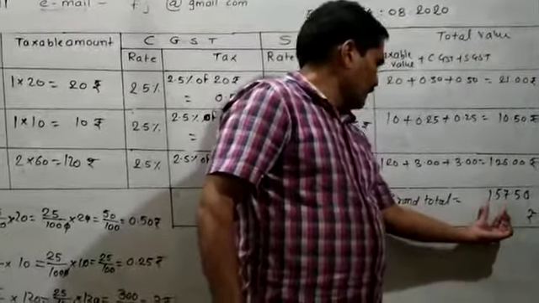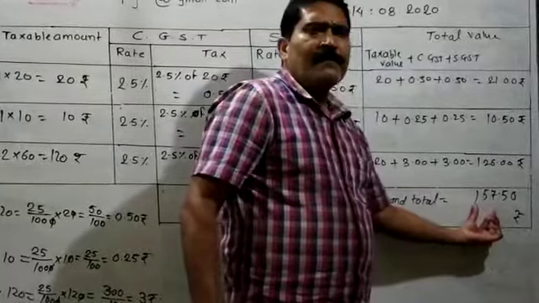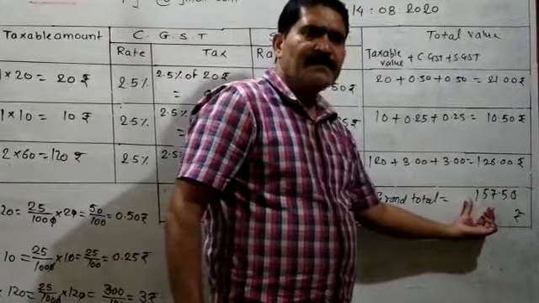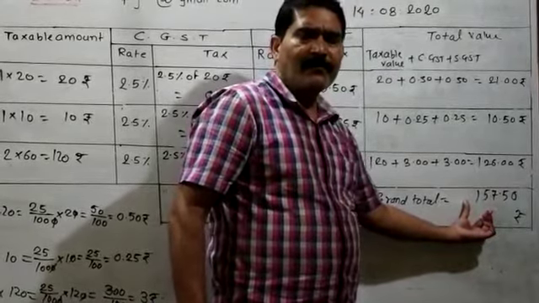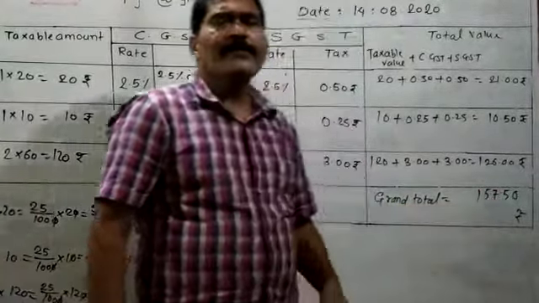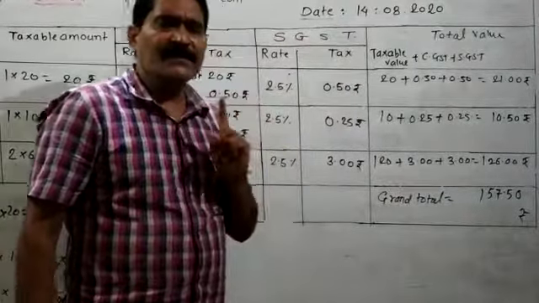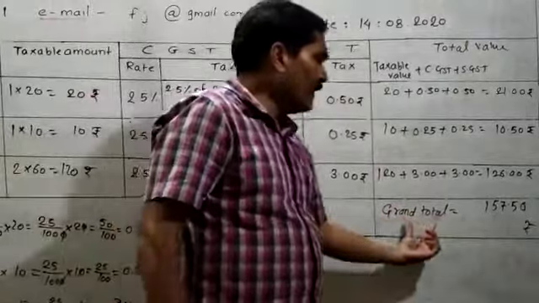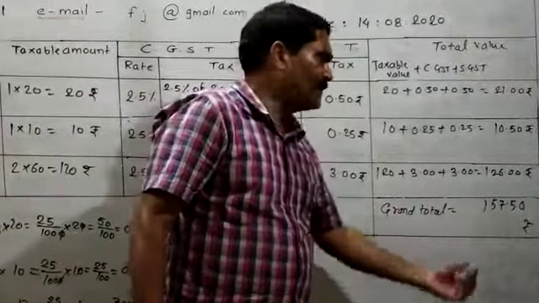This is the grand total including GST. This includes the GST, means this includes the taxable value and the GST. This includes the taxable value and CGST and the HGST also. So in this way you have to find out the grand total of that tax invoice.